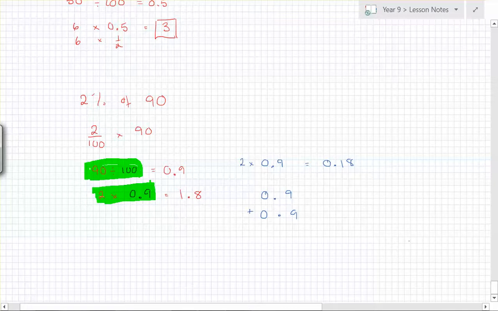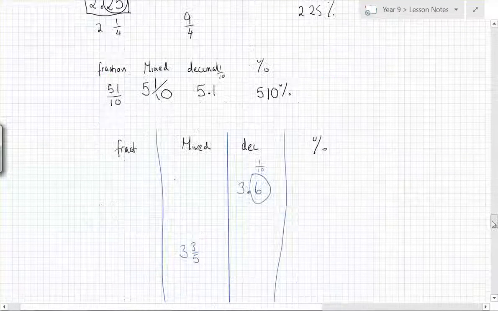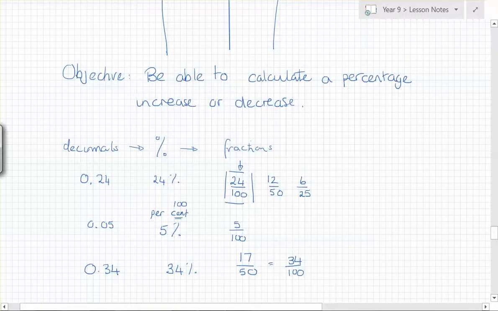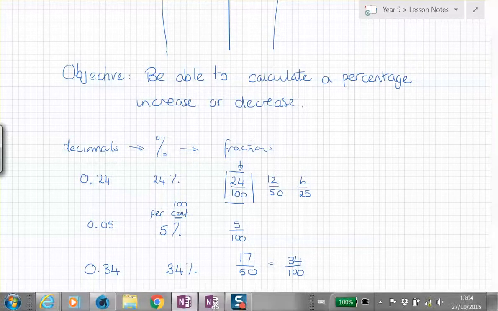Okay, now what we didn't quite manage, guys, is our objective of increasing or decreasing yet, but we'll be there next time. Next time we'll do it. All right? Fine.